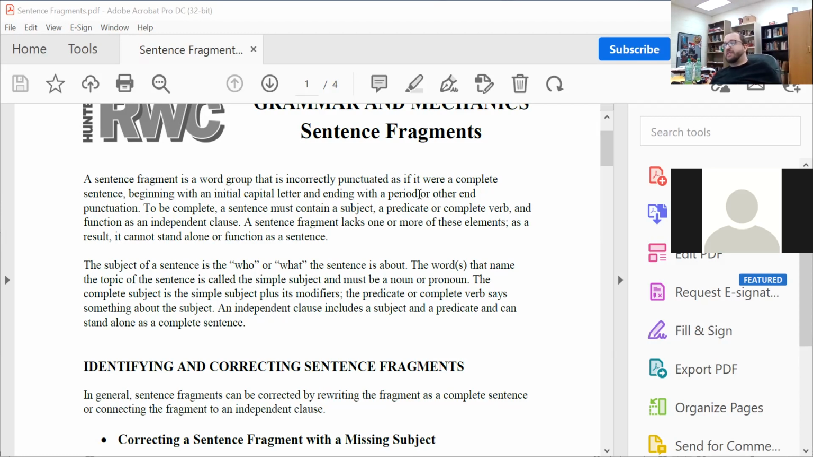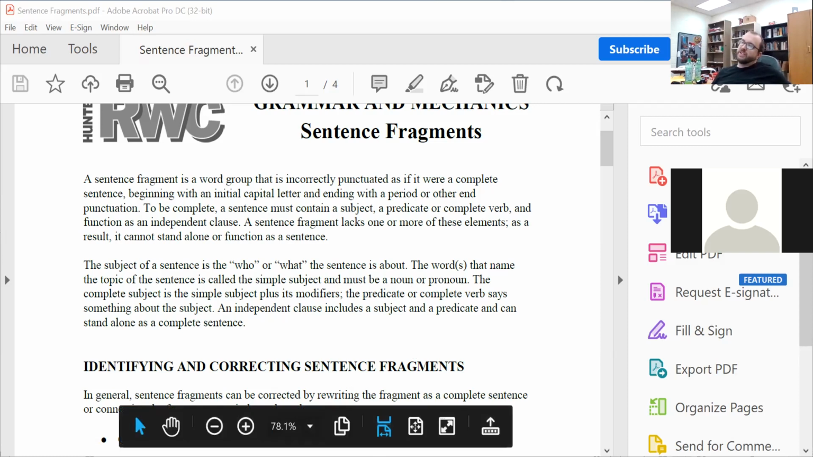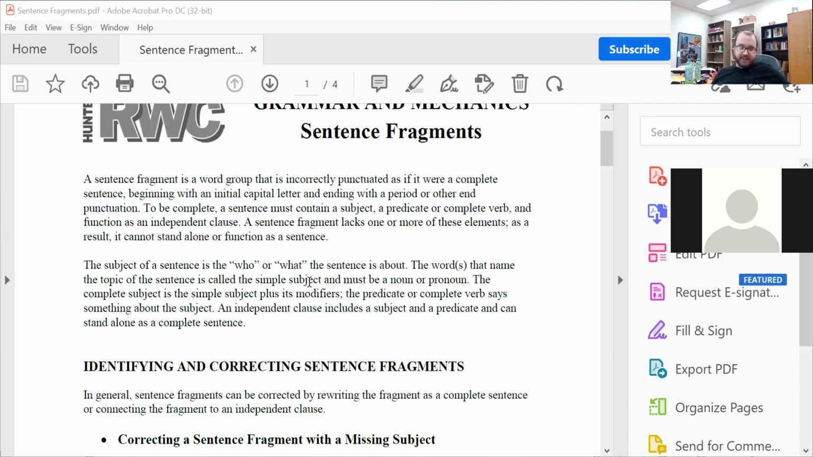So basically, it's half a sentence. So you might have the predicate of your sentence. You might have the subject of your sentence. Remember, in English, right, you always have to have a subject, a verb, and an object. A subject, a verb, and an object.